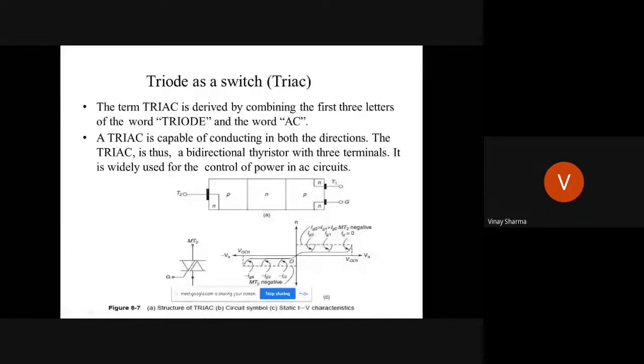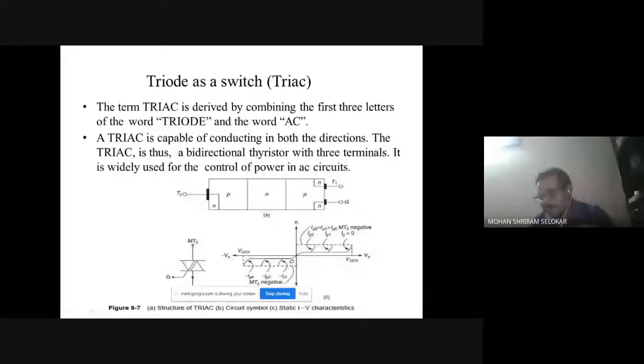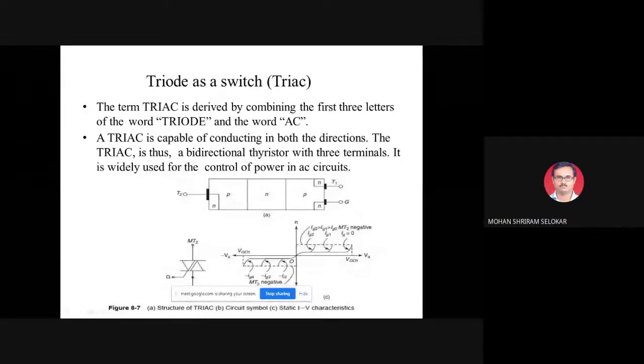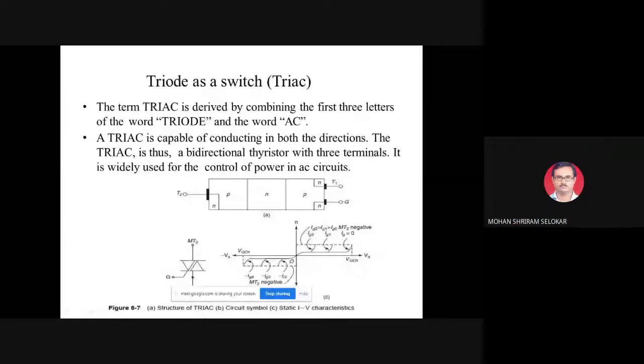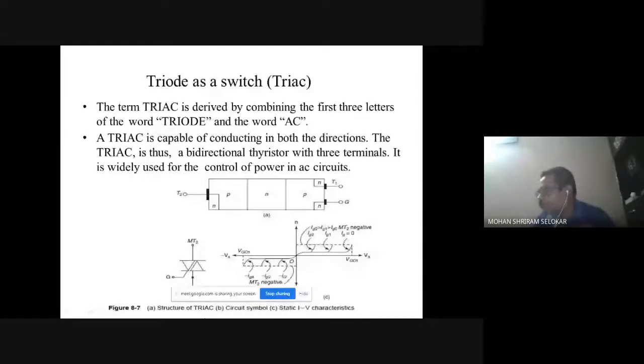Unidirectional. Yes, it is unidirectional. Perfect. So that is not the most important disadvantage, but it is one of the disadvantages of the SCR. If I want the current to flow from cathode to anode, it cannot flow. Understand? Because for the SCR to conduct, I have to make anode positive and cathode negative.